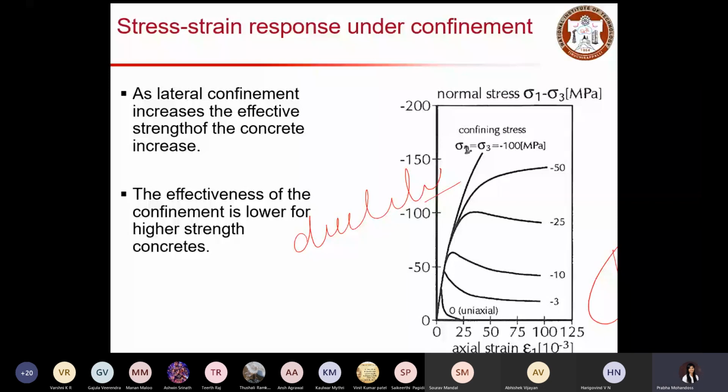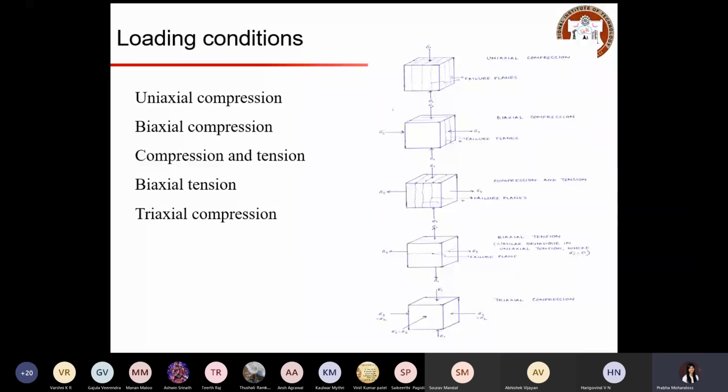So now let's look at the loading conditions. When you do testing for concrete, we have different loading condition combinations. Whatever I discussed so far is uniaxial compression. That is the loading condition that we use to characterize the mechanical performance of concrete. In the uniaxial compression case, you will be applying the load in one direction. You can see here, the load is applied from the top and bottom. This indicates the uniaxial case, where the failure planes will be aligned to its load path.